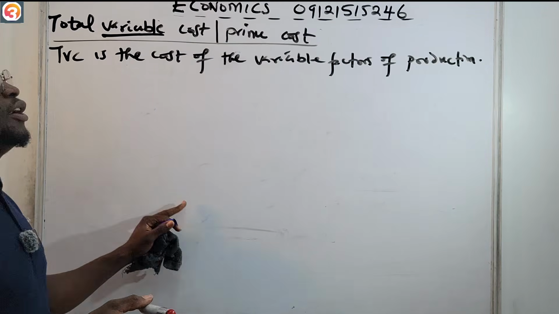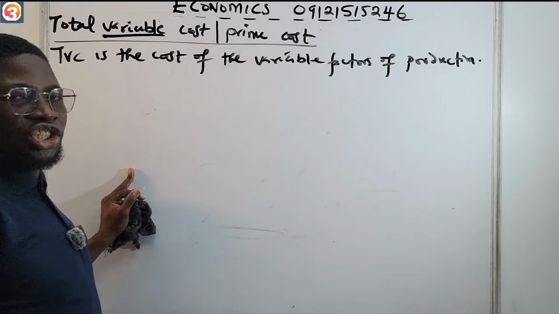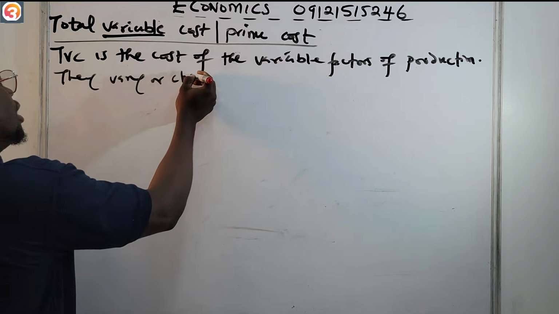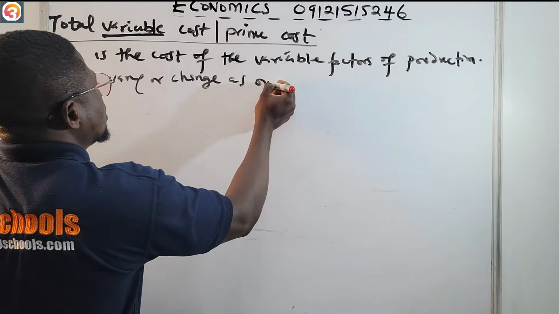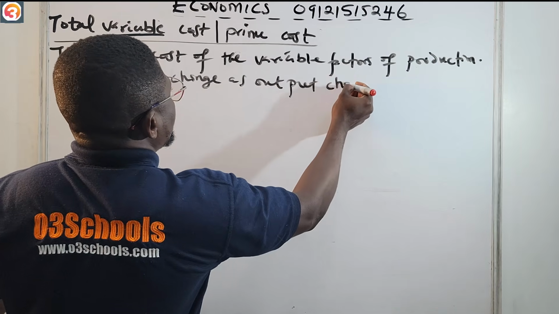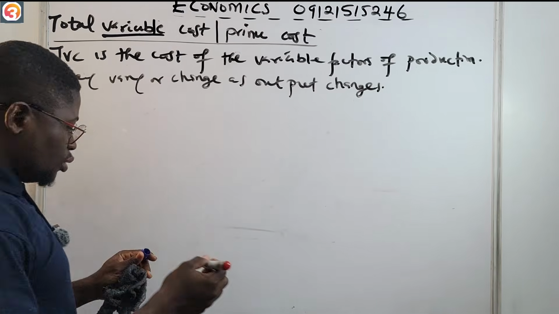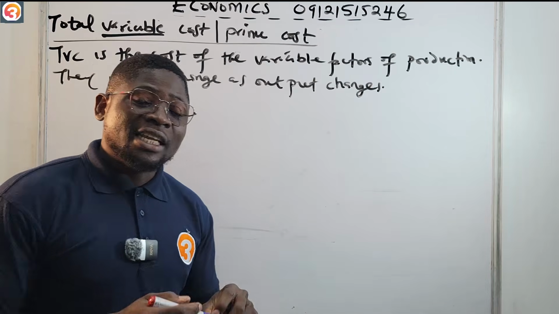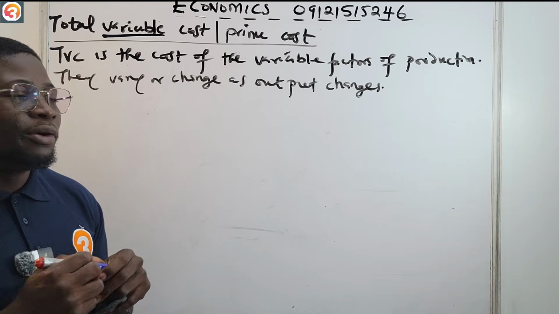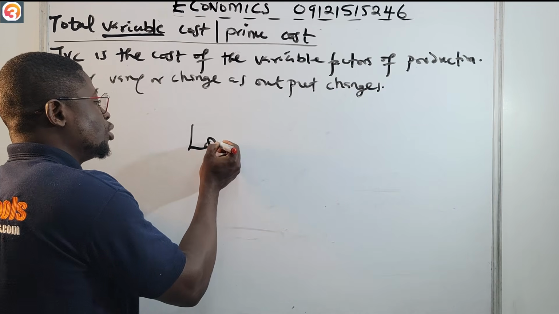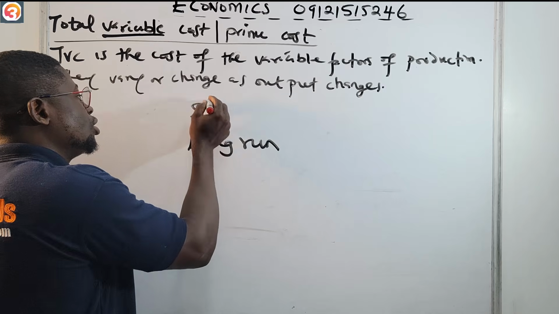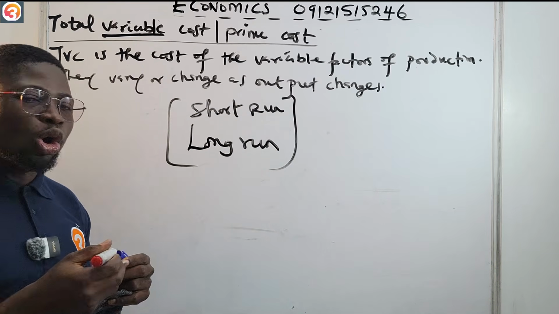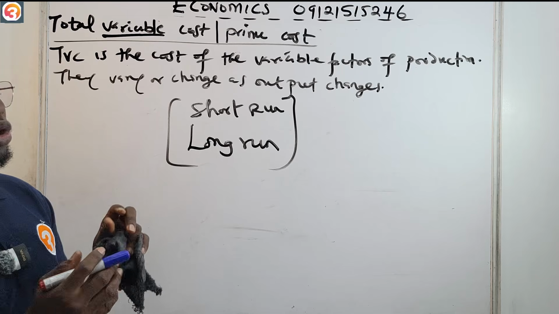Okay, so they vary or change as output changes. And of course you should take note that this total variable cost varies both in the short run and in the long run production periods. You must take note of that.